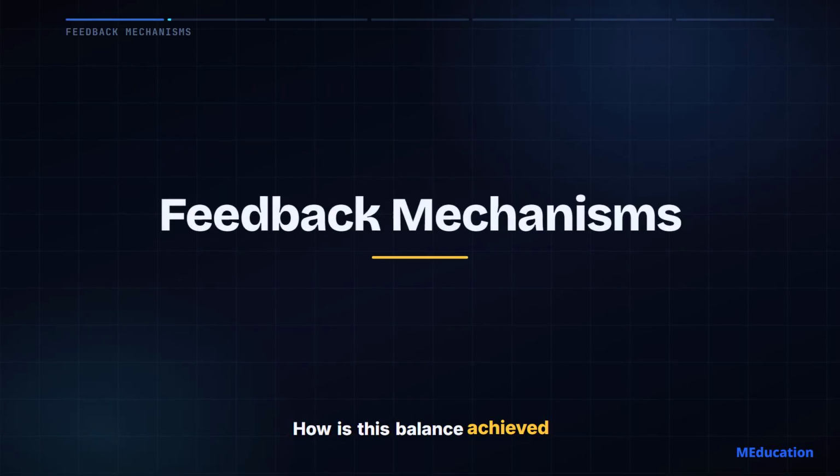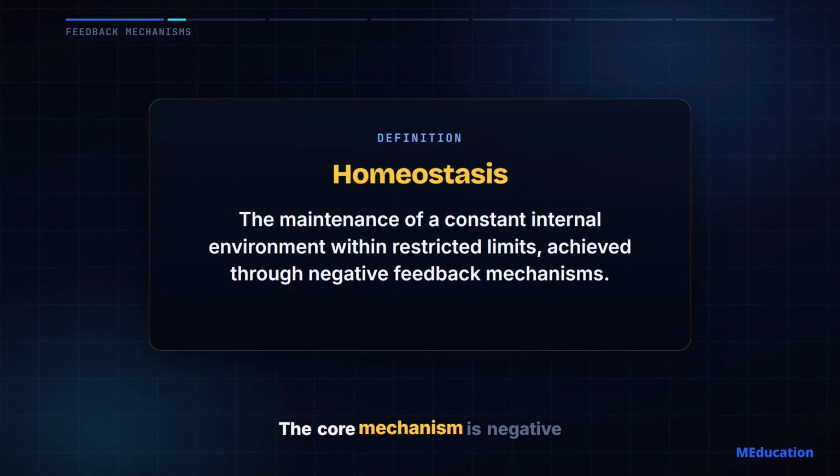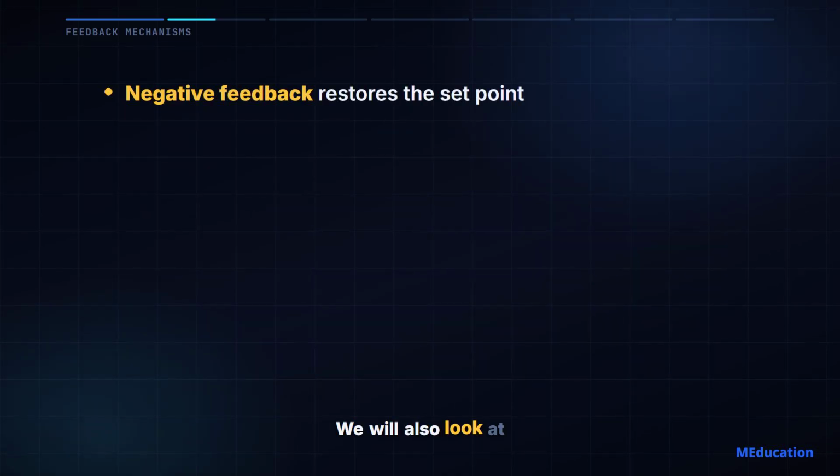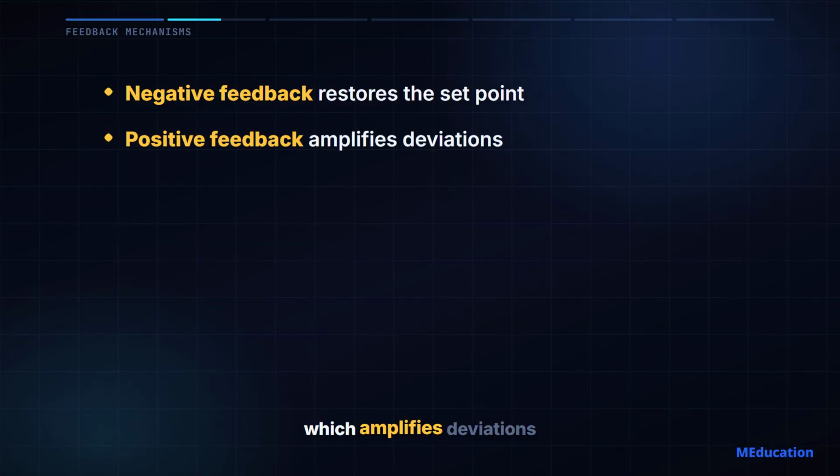How is this balance achieved? We will start by looking at the fundamental control theory. The core mechanism is negative feedback. Whenever a variable deviates from its set point, a coordinator triggers effectors to oppose the change and restore balance. We will also look at positive feedback, which amplifies deviations, though this is rare and mostly restricted to action potentials.